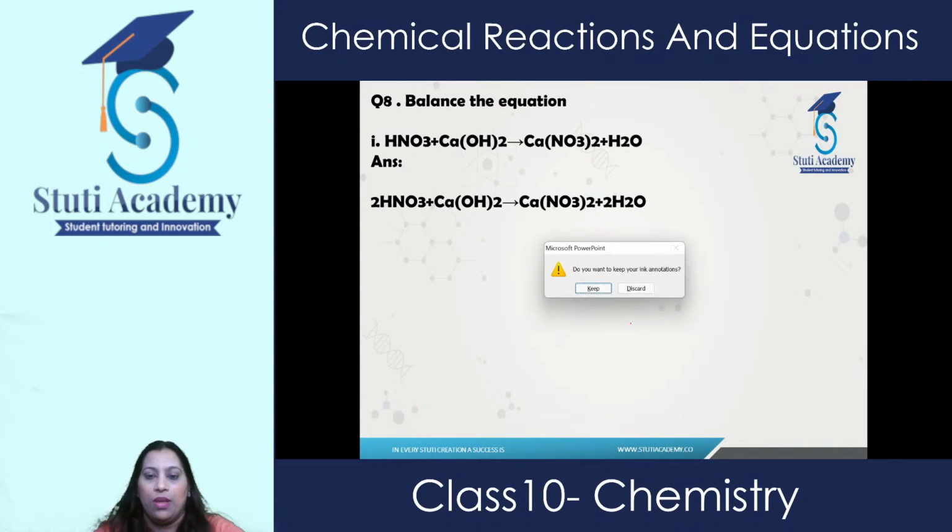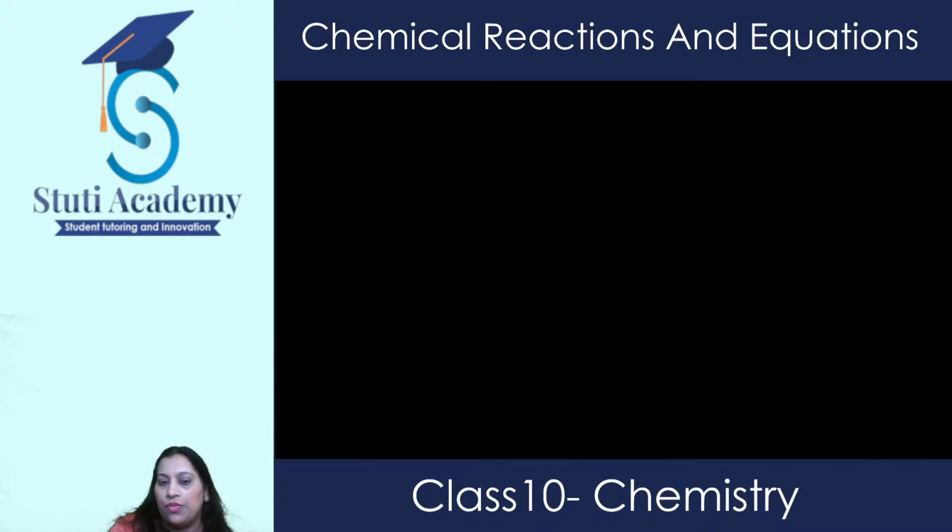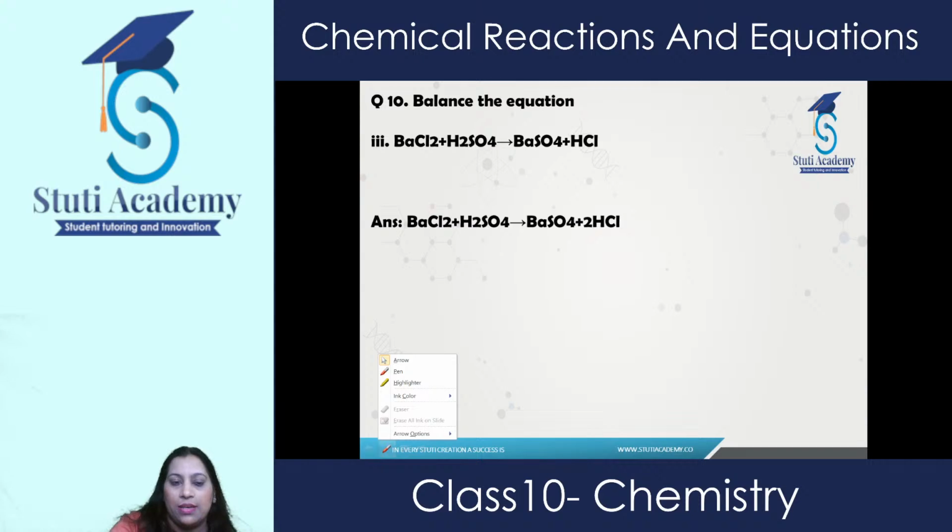Okay, so in the previous class I discussed this chemical reaction with you, and in today's class we'll do this question. In this you have to balance this chemical equation. The question is given just in front of you. You need to balance this chemical equation, which is BaCl2, barium chloride. When barium chloride reacts with sulfuric acid, it results in the formation of barium sulfate and hydrochloric acid.